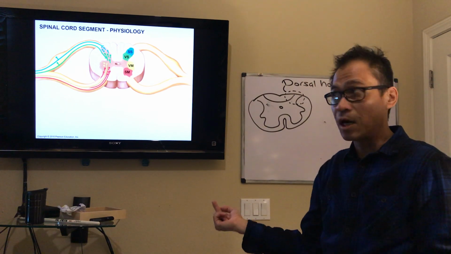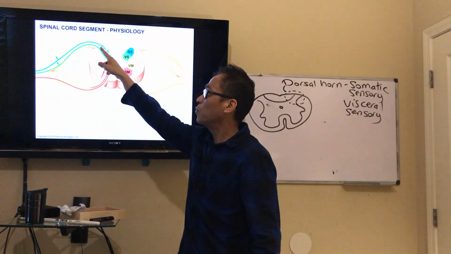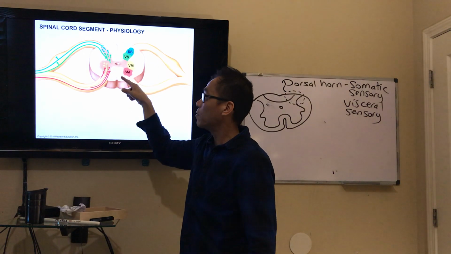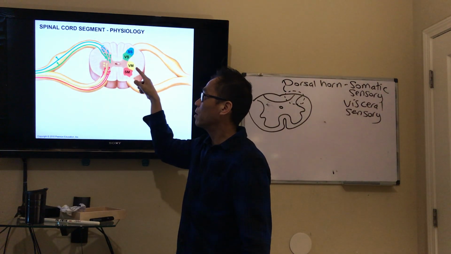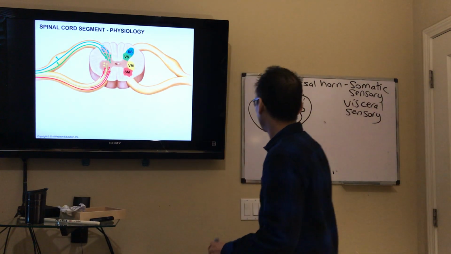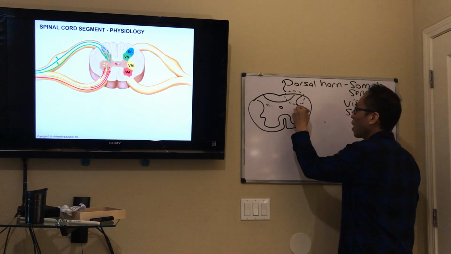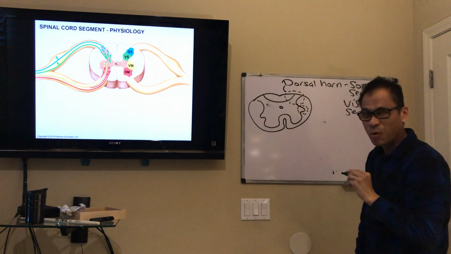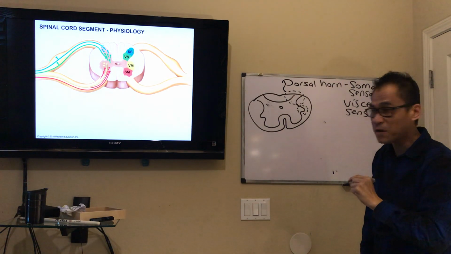Both are information coming to the CNS, right? Then you have motor function, VM, SM. That's the lateral horn for visceral motor function.